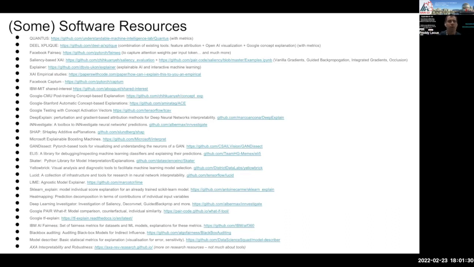and others. The ones we just described, Quantus and Deal Explic, are tools that you should consider for evaluating. But now a lot of tools have common interfaces for using most of the tools. So the higher you go on the list, the more integrated they are.